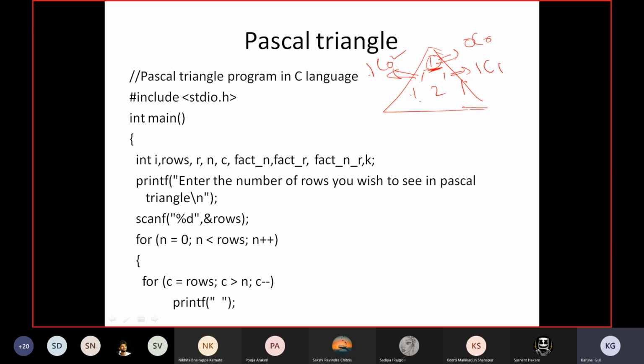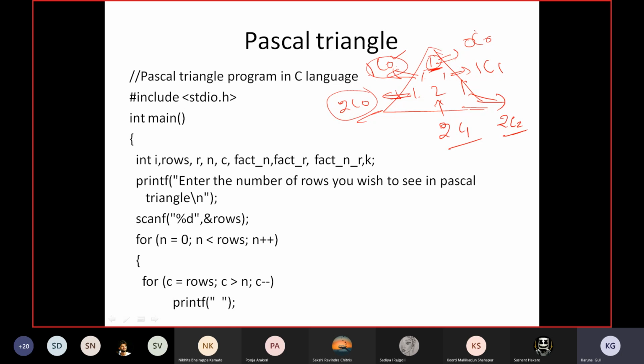So what is this then? I'm standing on the second row now. What is the coefficient value? 2C0. Very good. For this, 2C1. Very good. What about this? 2C2. Correct. So this is what we are supposed to do.